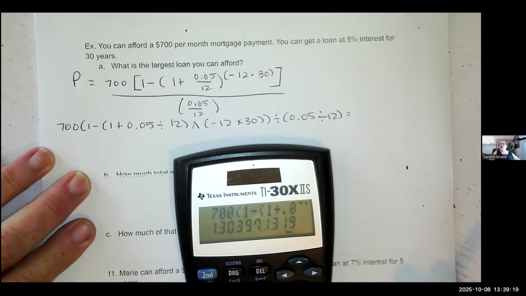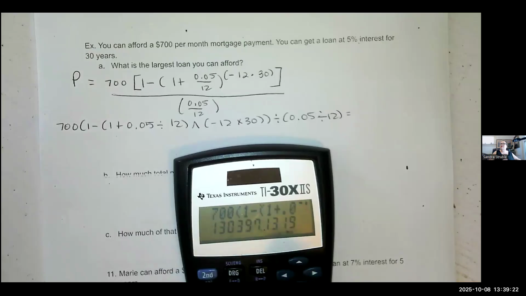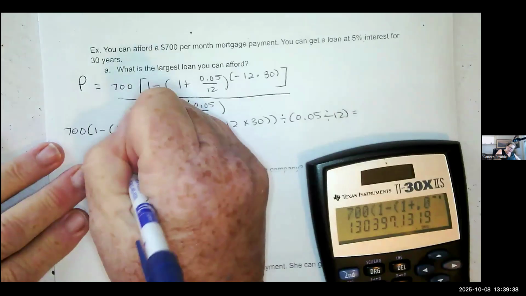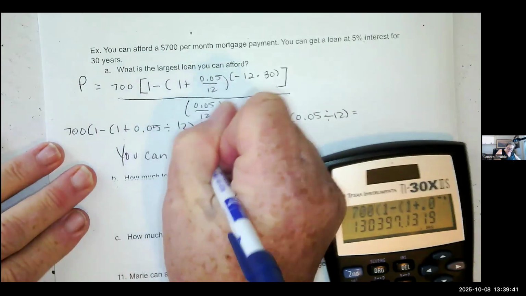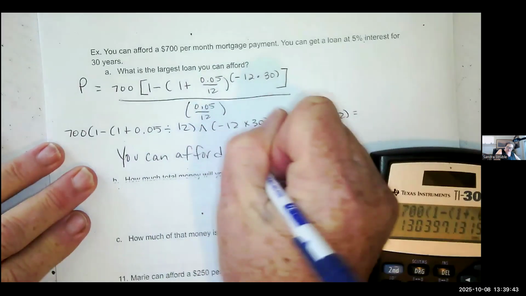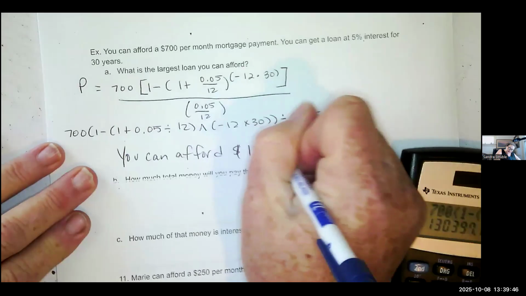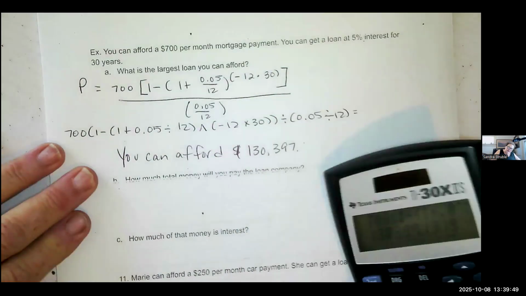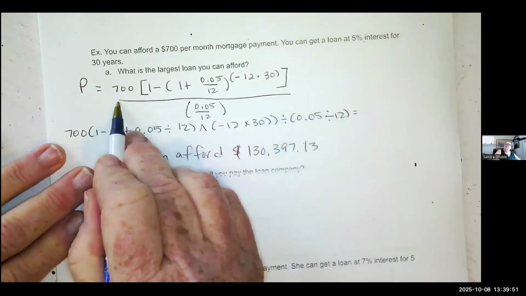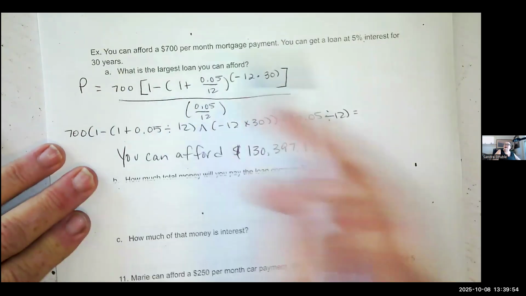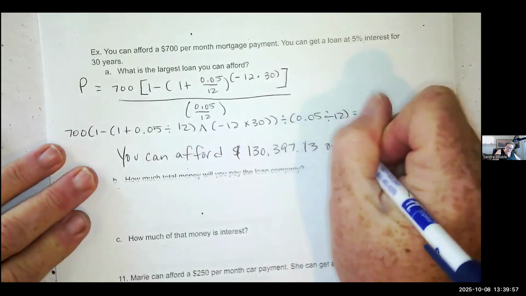So you can afford a home. This is not considering real estate, how much you pay the realtor and things like that. This is just the home loan itself. You can afford $130,397.13 of a home loan. So you can afford $130,397.13 if you're going to be willing to pay $700 a month for 30 years, okay, of a home mortgage.